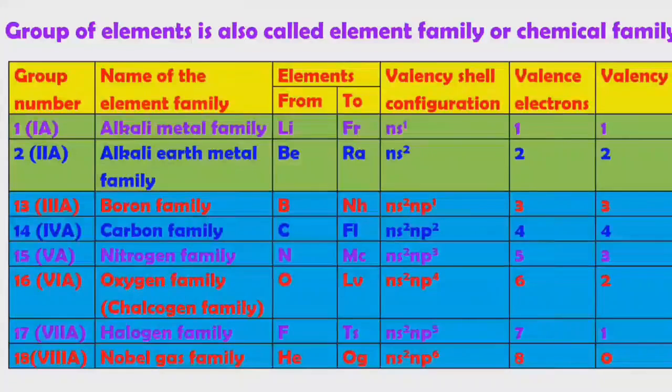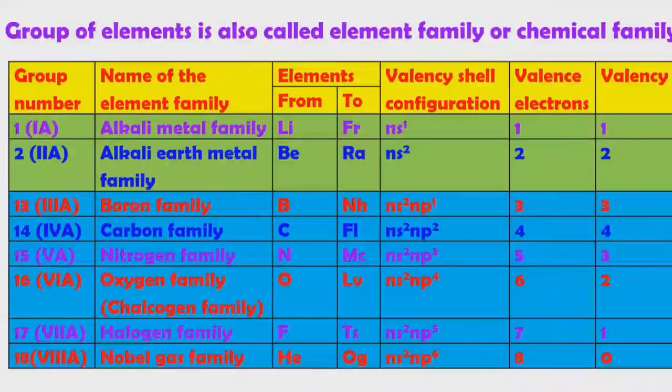Second A group elements are also called alkaline earth metal family. They start from beryllium and go up to radium. Their valency shell configuration is ns2. They contain 2 valency electrons, that's why they will lose 2 valency electrons. Their valency is 2. Third A group elements are also called boron family. They start from boron up to nihonium. Their valency shell electronic configuration is ns2 np1. They contain 3 valency electrons and their valency is 3.